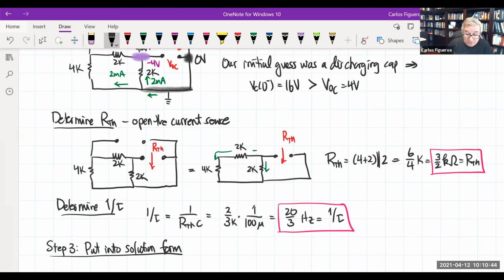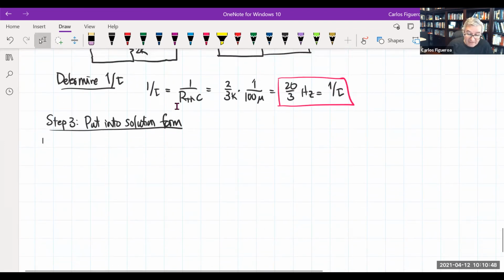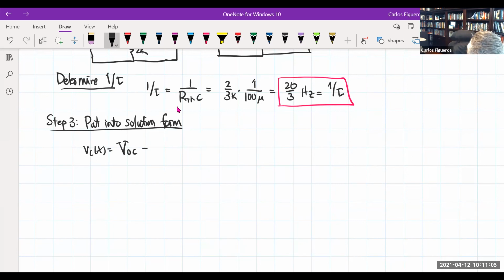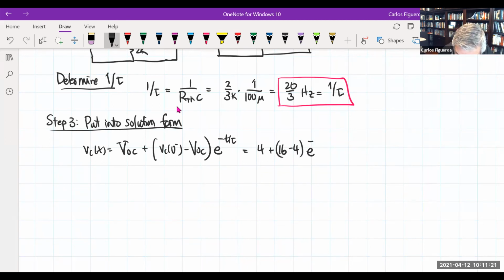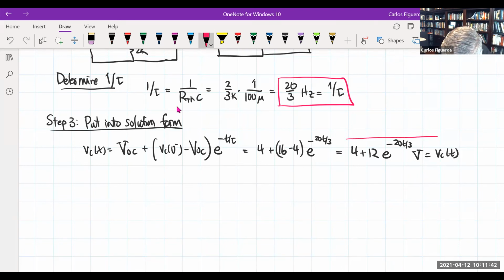So if I do that, we already know what the solution is. There's a couple of ways of writing this. For the sake of simplicity, I'm going to write it in a more redundant form, just to be really clear. So we know that this must be VOC plus VC of 0 minus VOC, e to the minus t over tau. Then I put this in: this is going to be 4 plus 16 minus 4, e to the minus 20t over 3. So I could write the solution as 4 plus 12 e to the minus 20t over 3 volts. So I could totally say this is my voltage of the capacitor for all time.